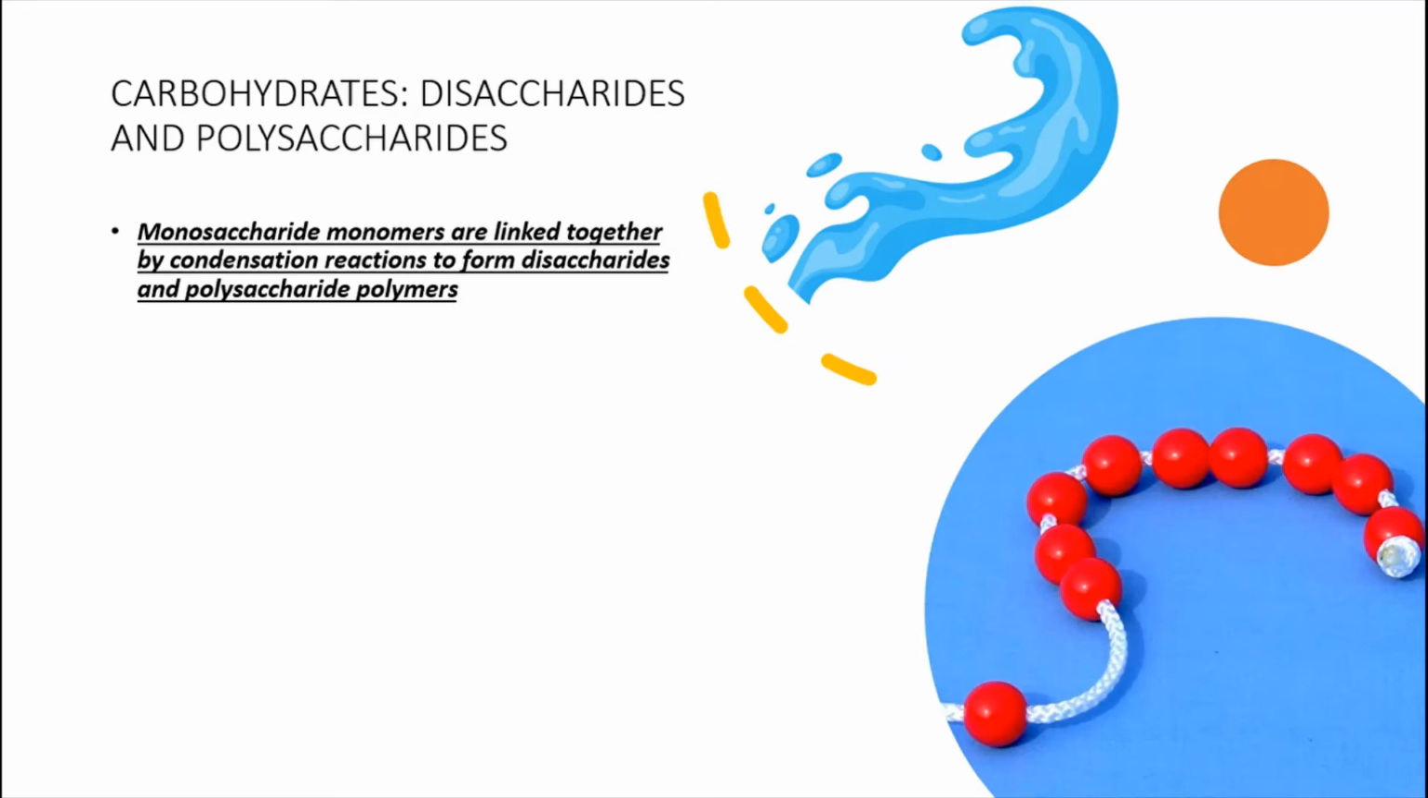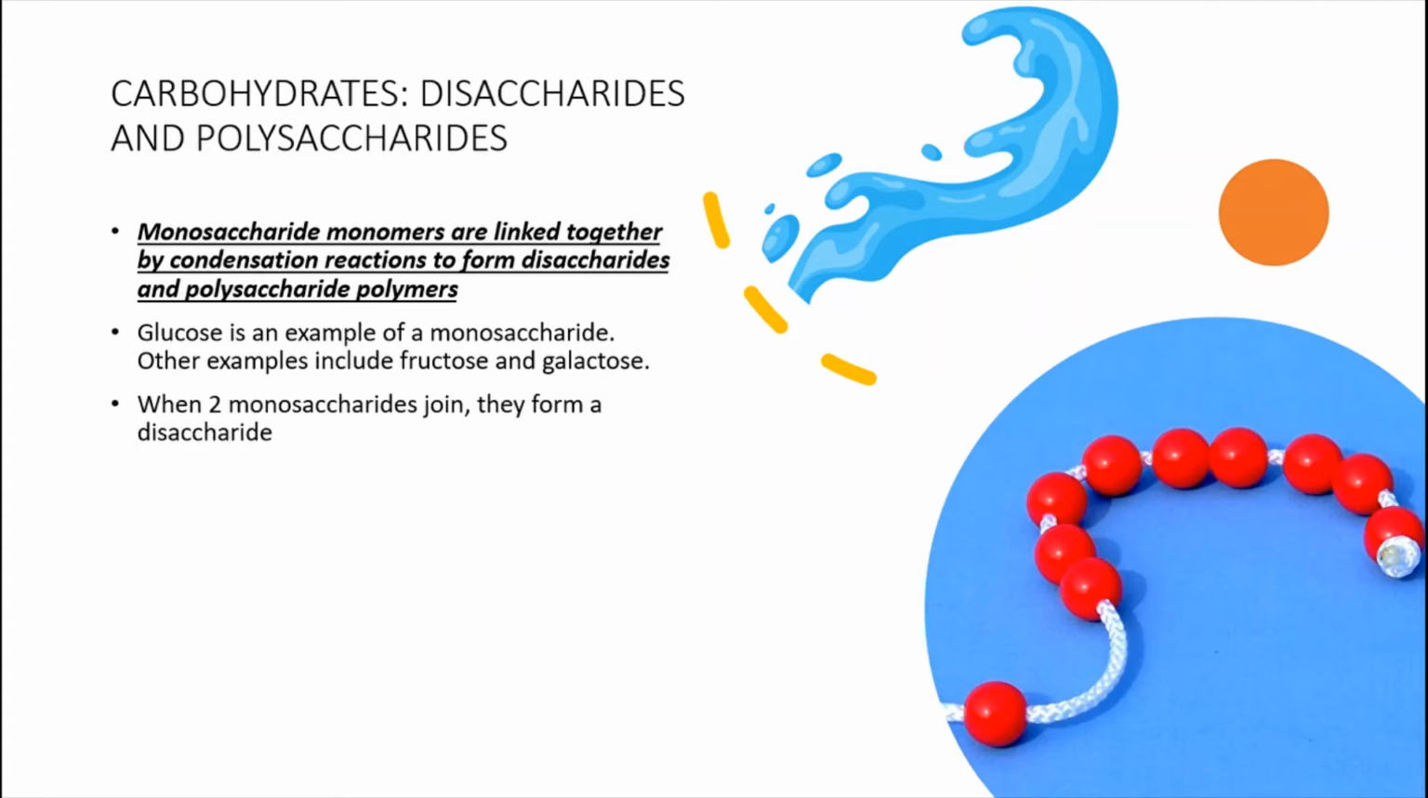Now, we've had a look at monosaccharides, but we've talked about how monosaccharides can link together to form disaccharides and polysaccharides. So glucose is an example of a monosaccharide. Other examples include fructose and galactose. When 2 monosaccharides join, they form a disaccharide. When many monosaccharides join, they form a polysaccharide. So mono means 1, di means 2, poly means many.